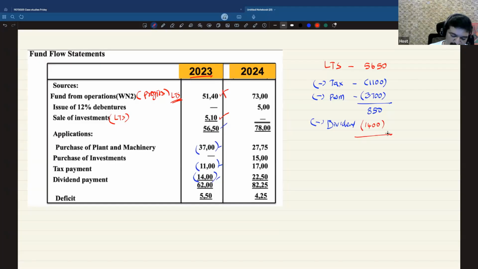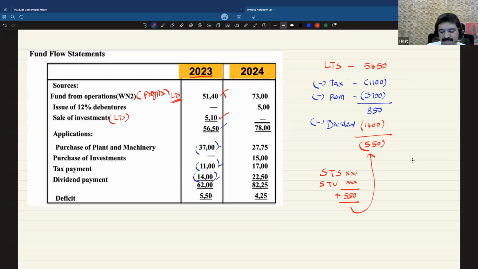So 850 minus 1,400 means they have paid 550 extra, money which they don't have on hand. So what they did, they checked on their short-term side. On the short-term side, they had some short-term sources, lesser short-term uses, and a surplus of 550. And that surplus they have used for paying dividend.